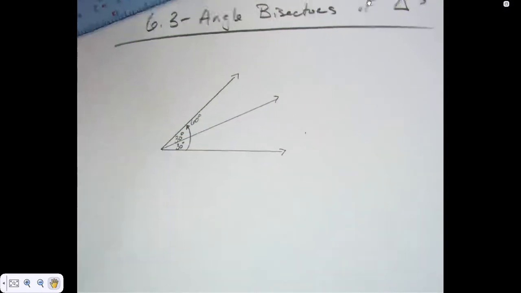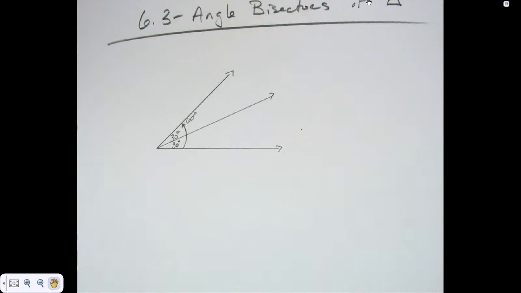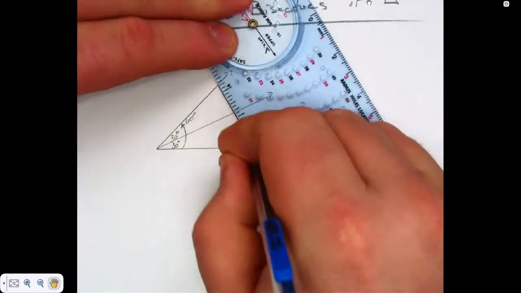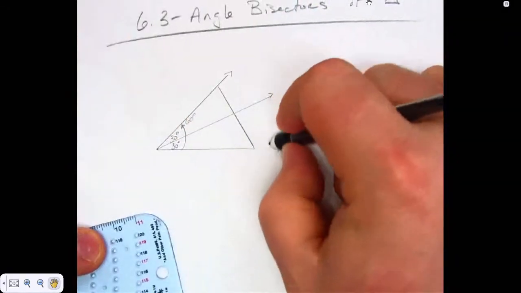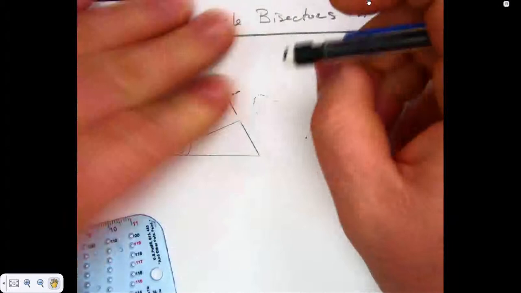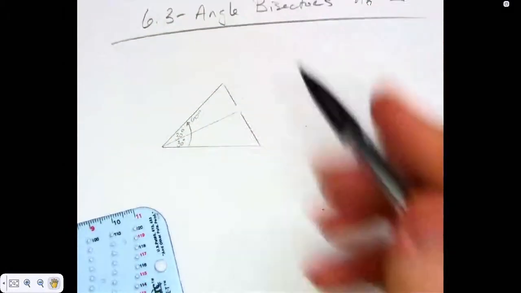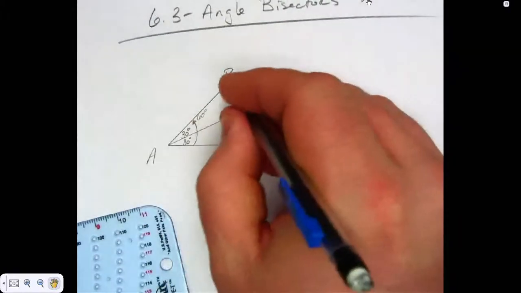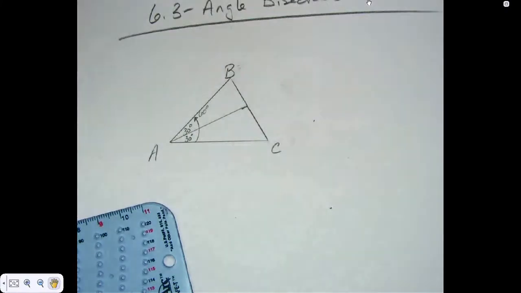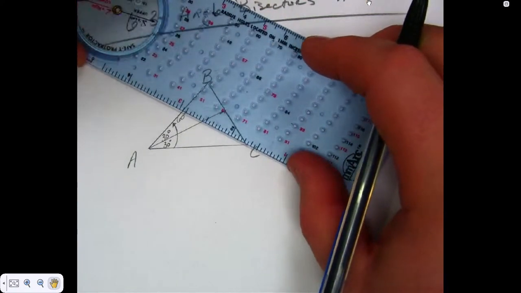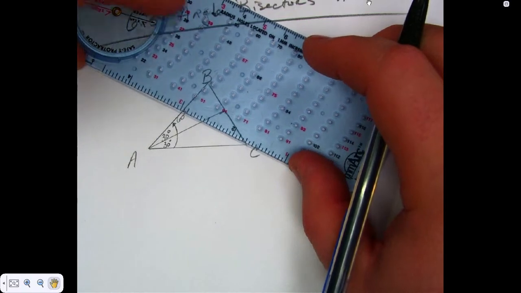Now, as you would imagine, I could go like this right here, get my eraser out, and I now have an angle bisector inside of a triangle. It's like magic. How many angle bisectors are there going to be in a triangle? There will be three. Why? Because there's three angles. That look like about half? It's pretty good right there. We'll go with that.